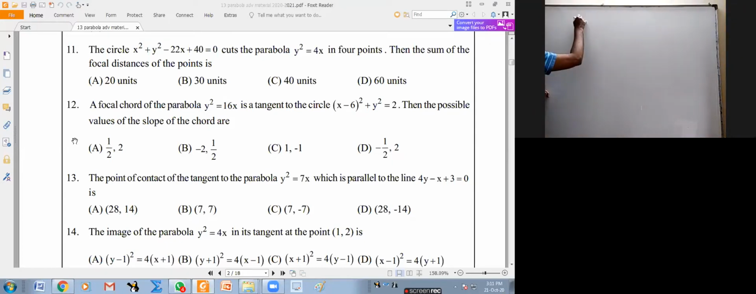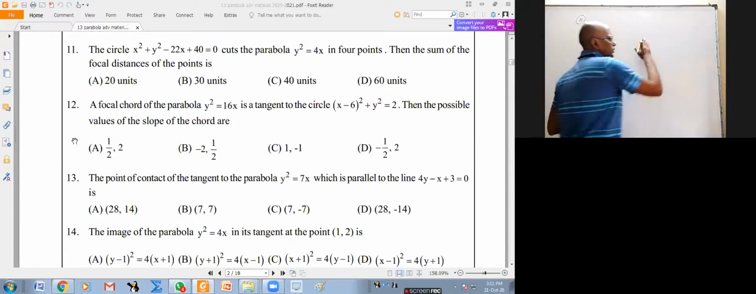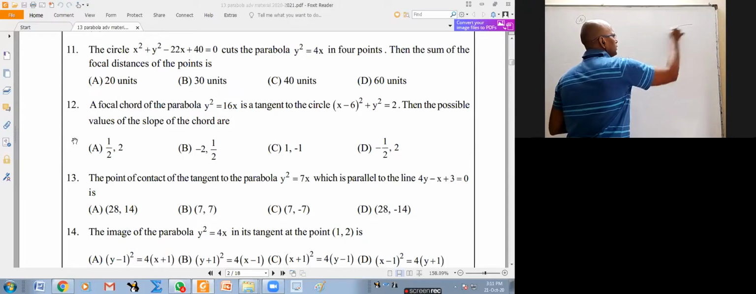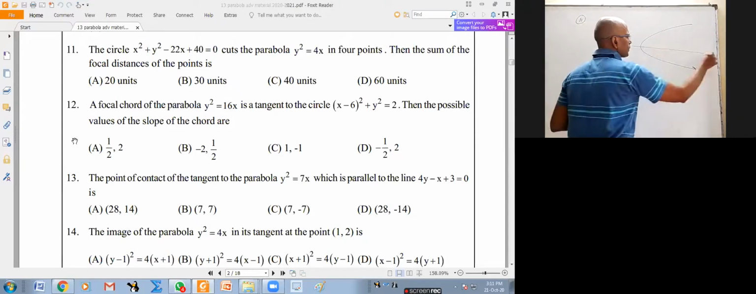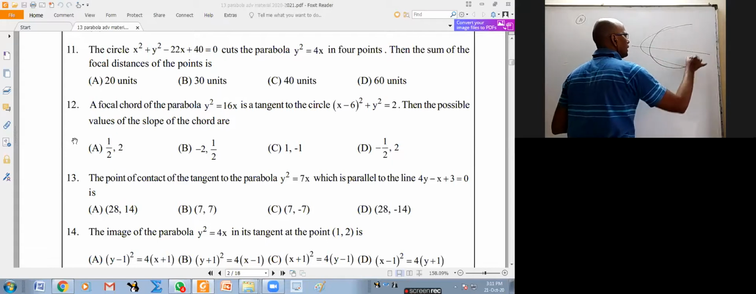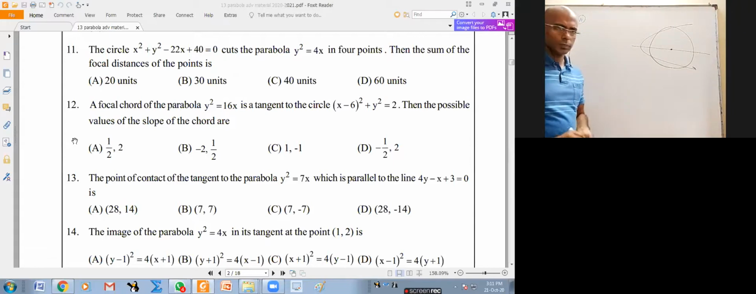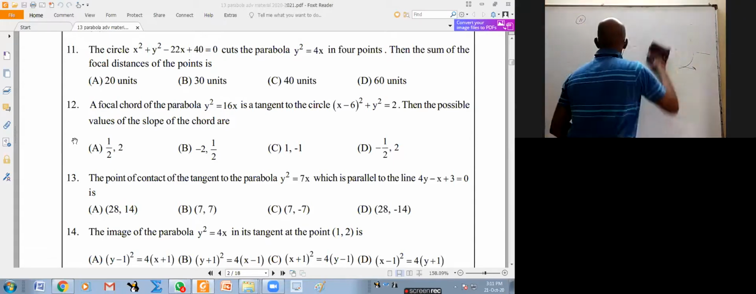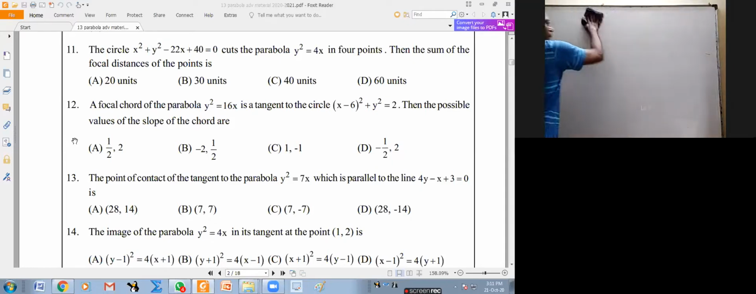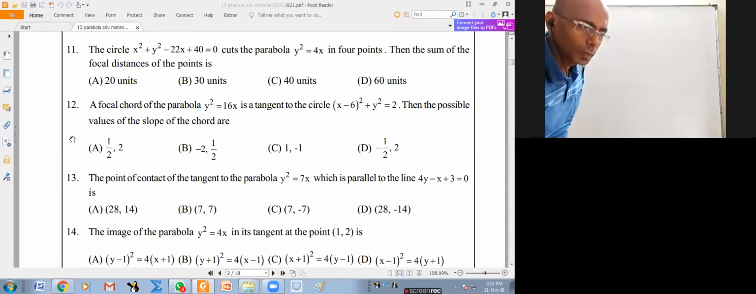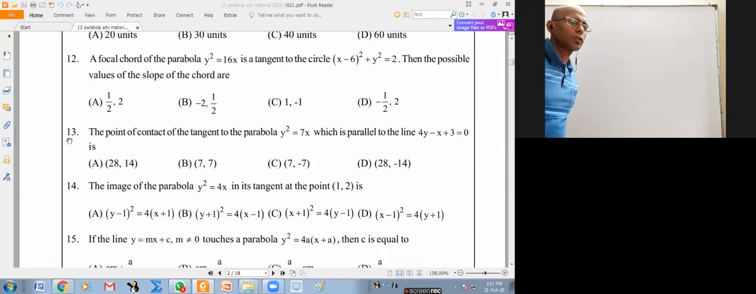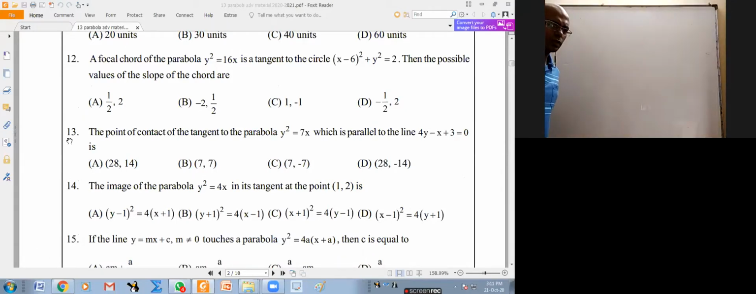Okay. 11. Here the circle is symmetrical with respect to the parabola. It became easier maybe. We can also do it by theory of equal terms. A parabola is there and a circle having center on the axis only. Oh, sorry. I'll just move to the next one. Okay. A focal chord is a tangent to this circle, then the possible value of the slope of the chord. Okay, there's nothing great, I guess.